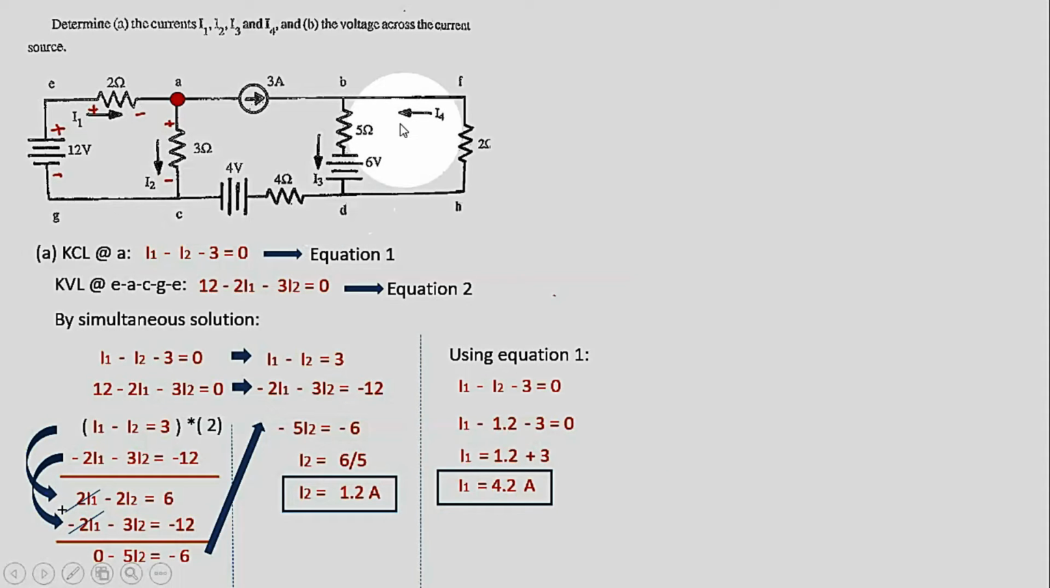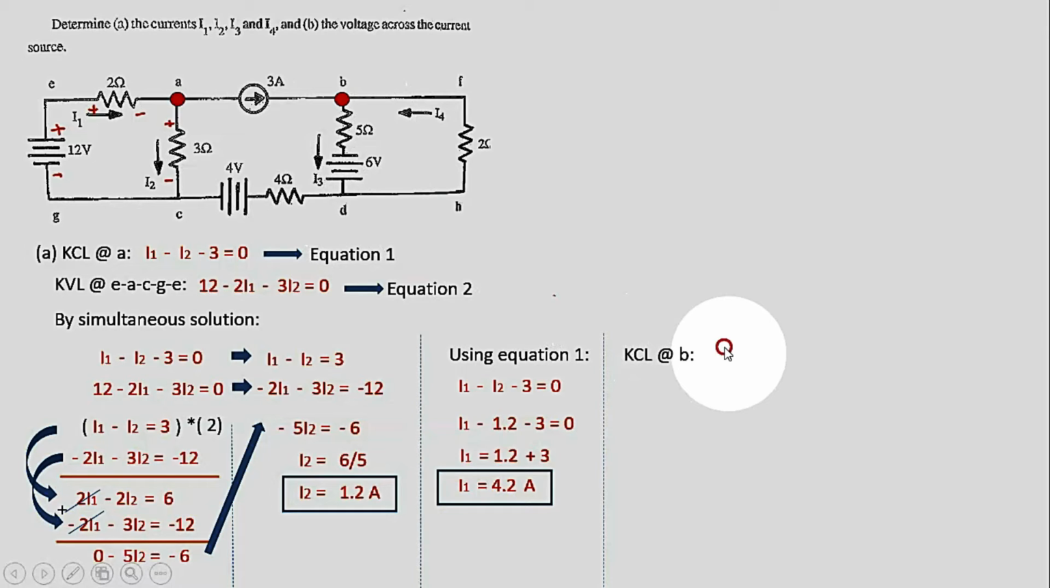How about I3 and I4? Again, let us consider this point B and apply Kirchhoff's current law here. The current that goes into the point minus the current that goes out from that point is equal to 0.